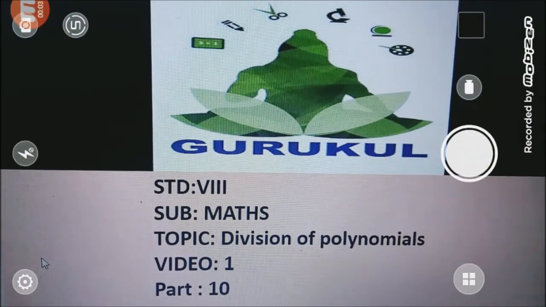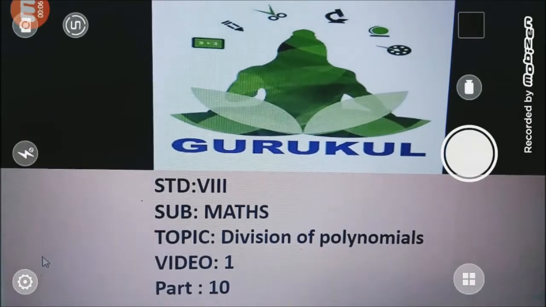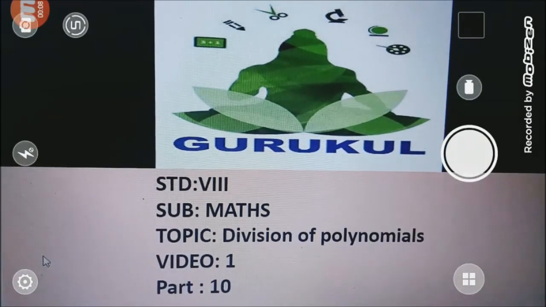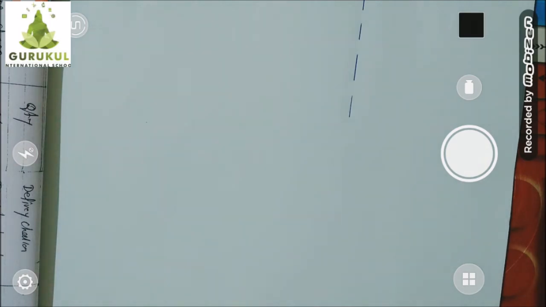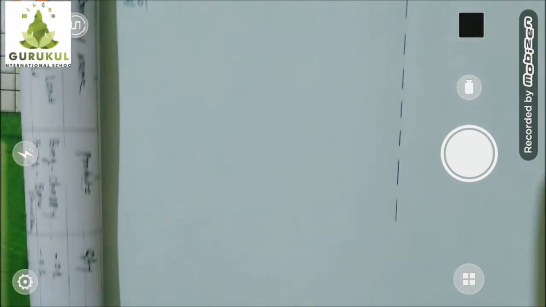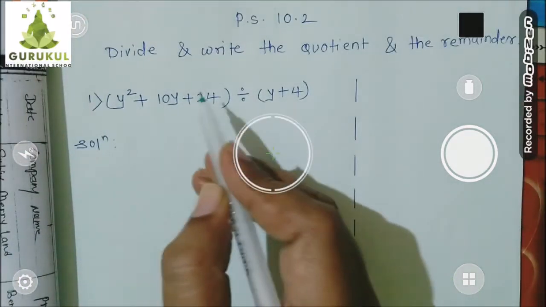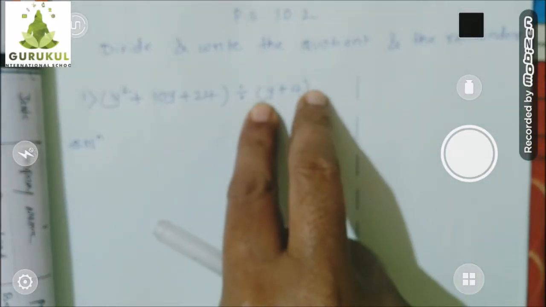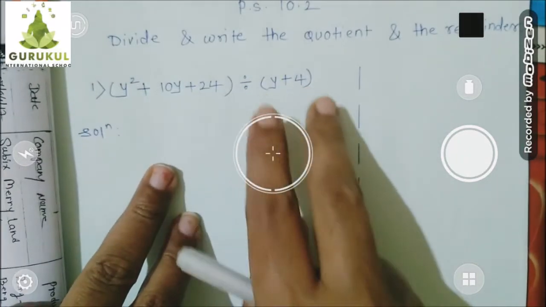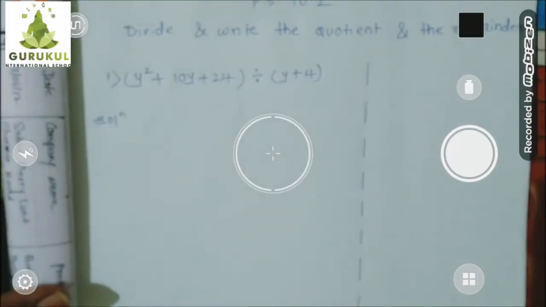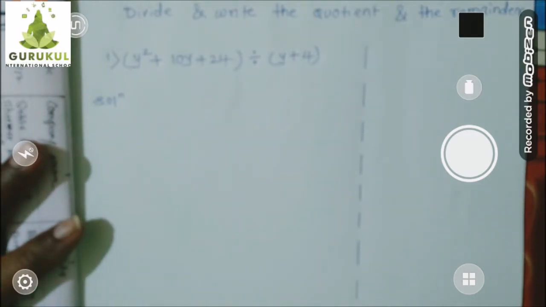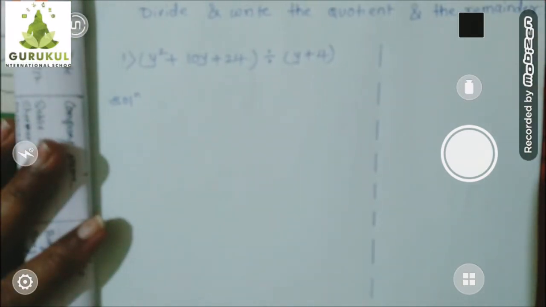Good morning, children. Today I am going to teach you to divide a polynomial by a binomial. If you remember, children, last time I taught you how to divide a polynomial by a single term, that is, by a monomial. Now today I will teach you how to divide a polynomial by a binomial, means by two terms. Understood? Now how to do it? The method is almost the same, but this is a little bit higher level.